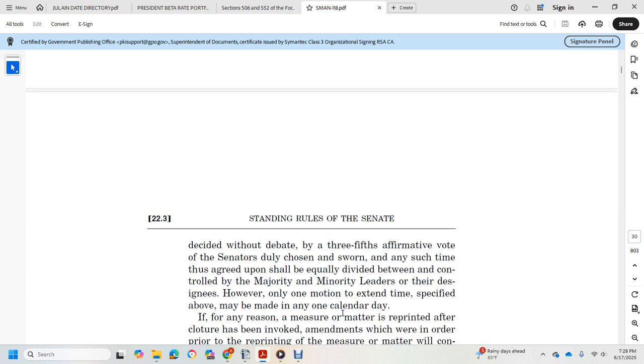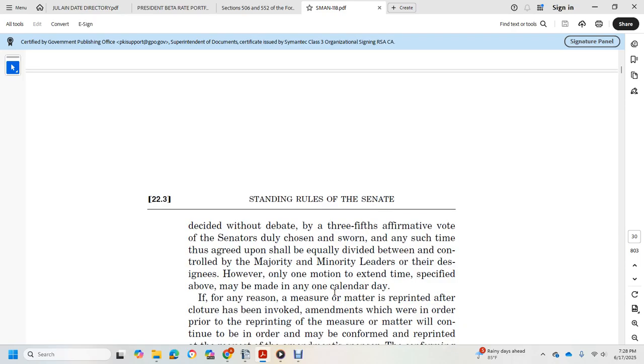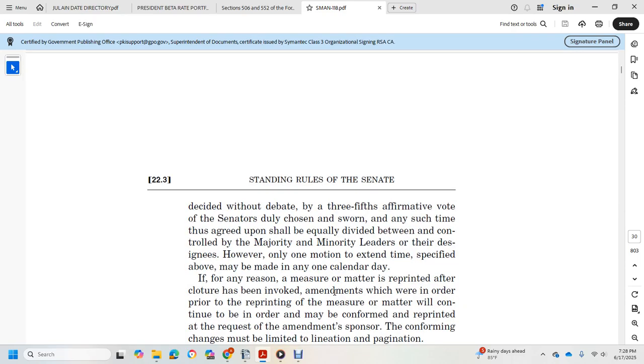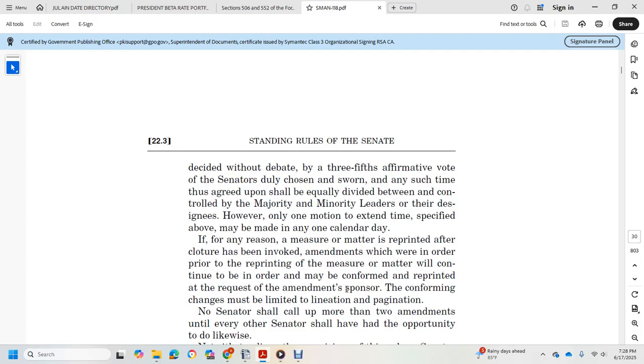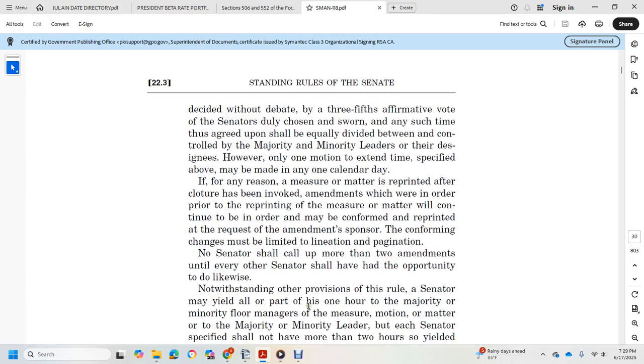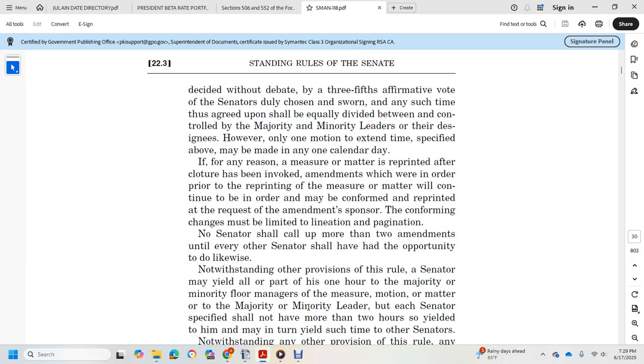If for any reason a measure or matter is reprinted after closure has been invoked, amendments which were in order prior to reprinting of the measure or matter will continue to be in order, and may be conformed and reprinted at the request of the amendment sponsor, with the changes limited to line numbers and pagination. No senator shall call up more than two amendments until every other senator shall have had the opportunity to do likewise. Nothing withstands other provisions of the rule.